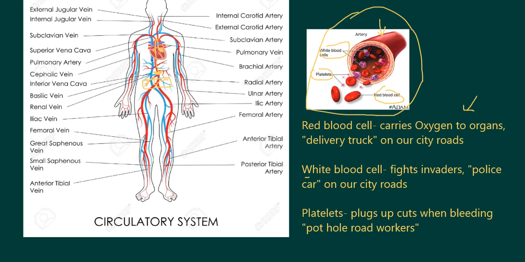For white blood cells, they usually fight invaders, so they can be thought of as police cars on city roads that kind of control the city, and whenever you have a germ or an invader in your body, the policemen get out of their white blood cell cars and they attack. And lastly, we have platelets. And what platelets do is that they plug up cuts when we are bleeding. So you can think of them as kind of pothole road workers that you see filling up the potholes for us when the other cars are driving by.